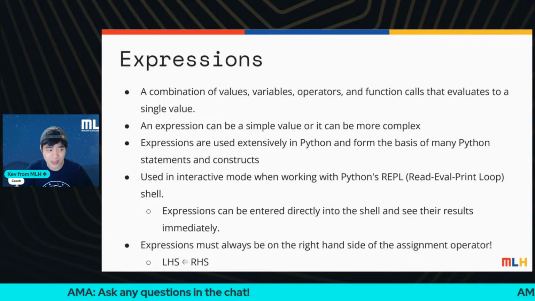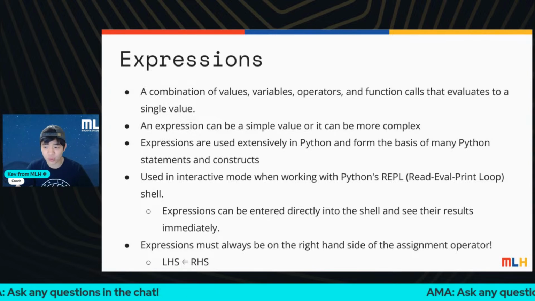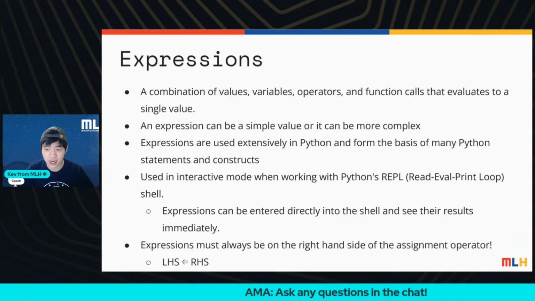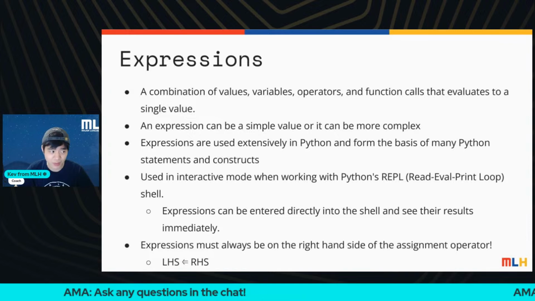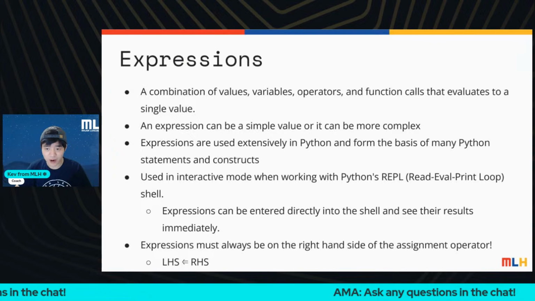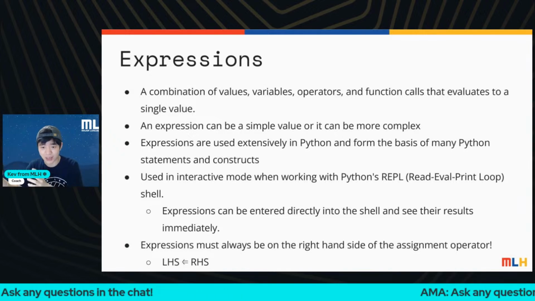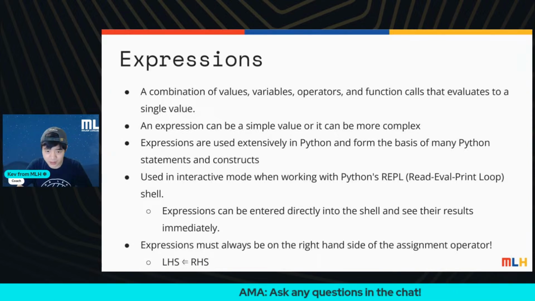Expressions are kind of what we've been writing, but an expression can grow really long. Expressions are just a combination of values, variables, operators, and function calls that evaluates to a single value, right? For example, I can write temp var is equal to 1 plus 2 plus 3 plus 4 plus 5 plus 6 plus 7. The right-hand side of that equal sign is the expression, and that will evaluate to one value, which then gets stored in the left-hand side, which is the variable.